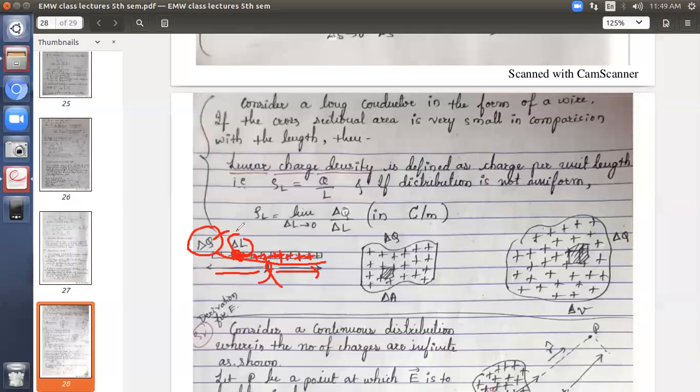Then I will get delta Q by delta L. Now, if I want it for the complete length, simply integrate it. Then I will get the line charge density for the overall wire.